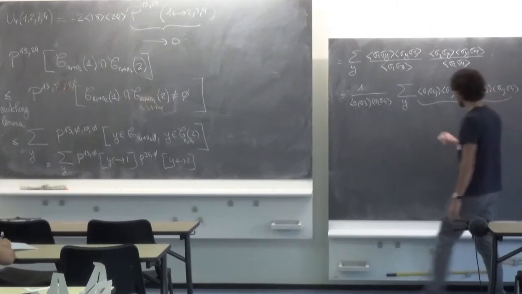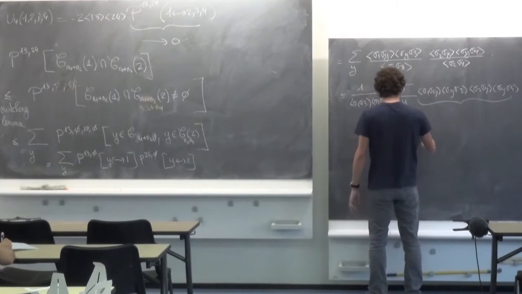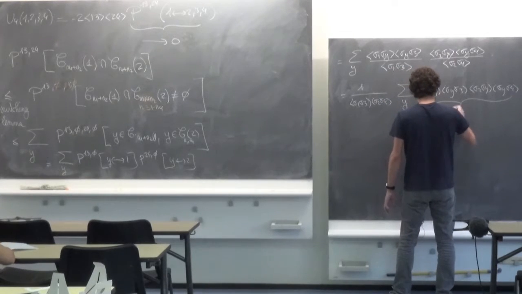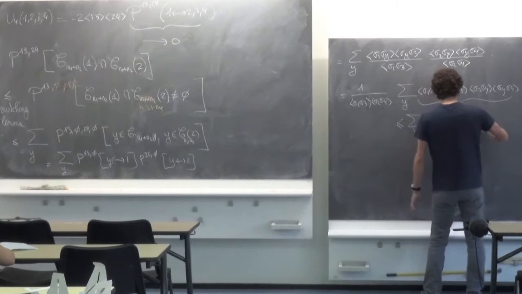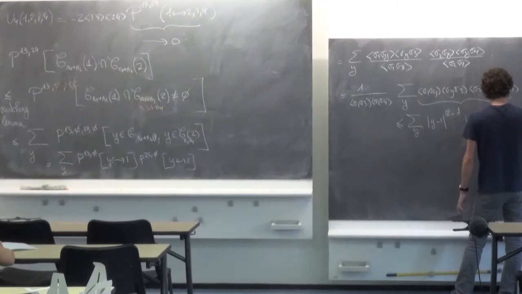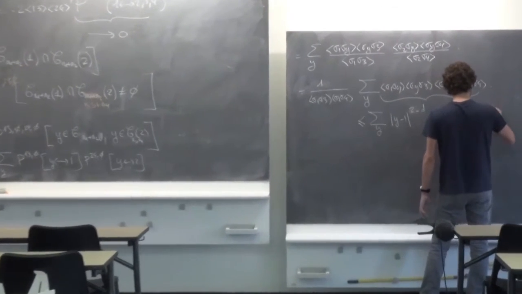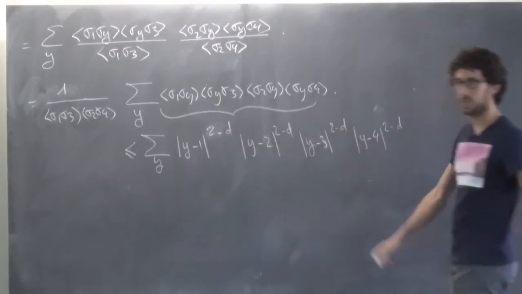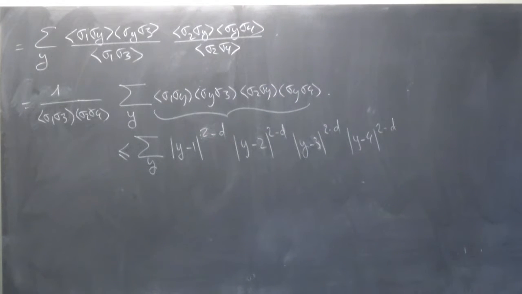We are going to bound it by the infrared bound. So this is smaller or equal to the sum over y of y minus 1 to the 2 minus d, y minus 3 to the 2 minus d, y minus 2 to the 2 minus d, and y minus 4 to the 2 minus d. Okay? So I realize something not great in this part of the presentation, is that I'm not going to prove exactly the proof I wanted, the thing I wanted to do.